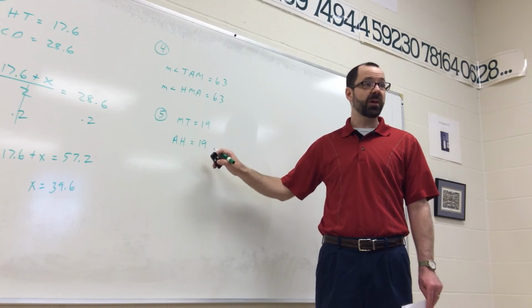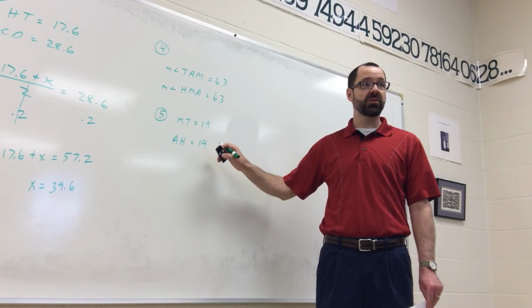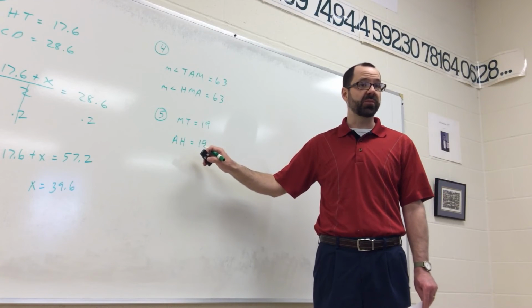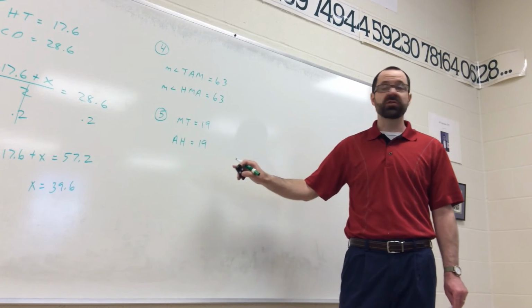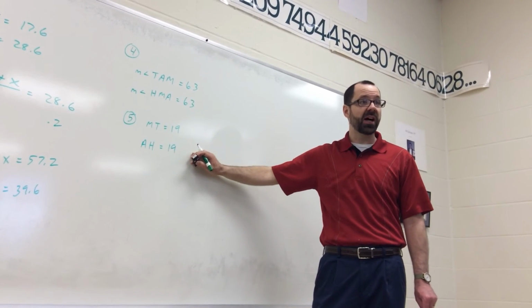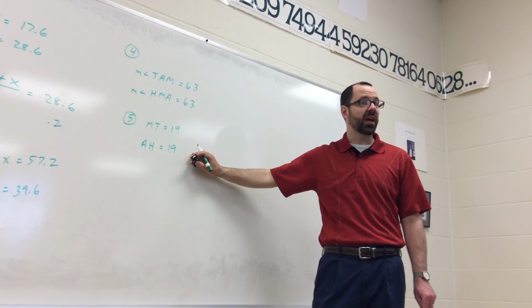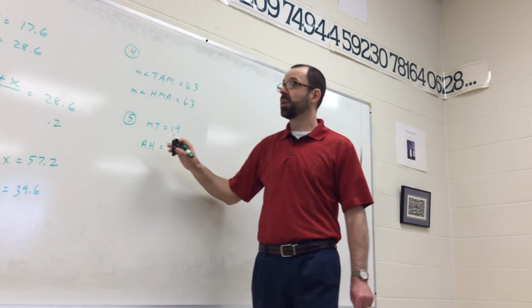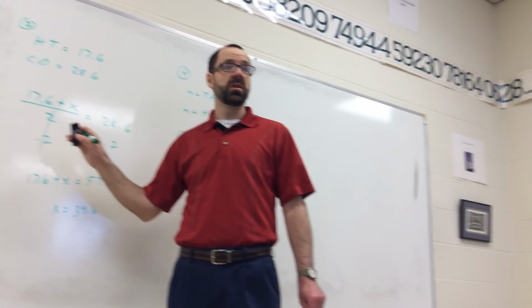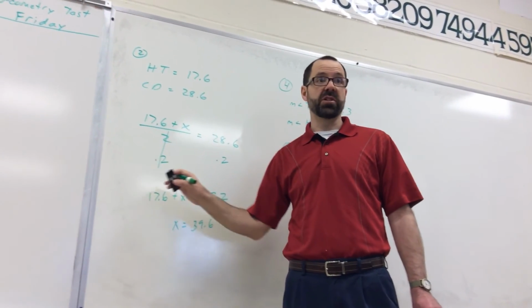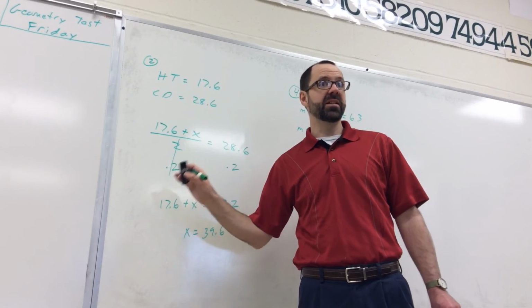Does this happen on any trapezoid, or where the diagonals are congruent, or does it just happen on isosceles trapezoids? Just happens on isosceles trapezoids. So number 4 and number 5 were specialized things that happen on isosceles trapezoids. But number 1 and number 2 happen on every trapezoid. The median is the average of the bases.